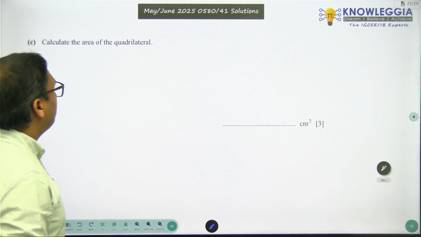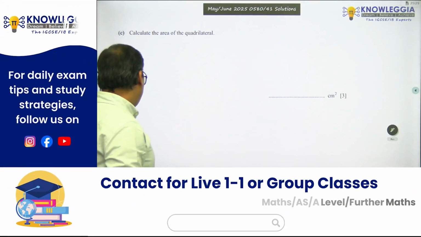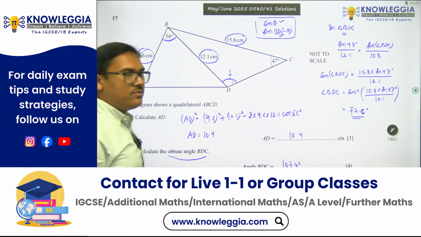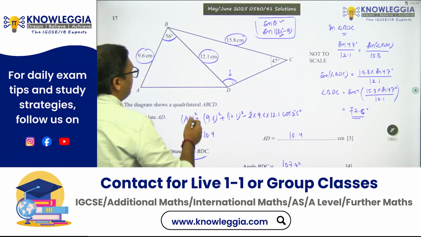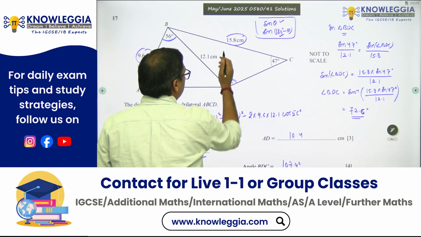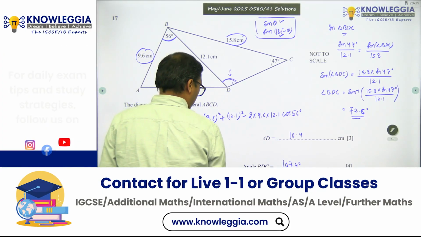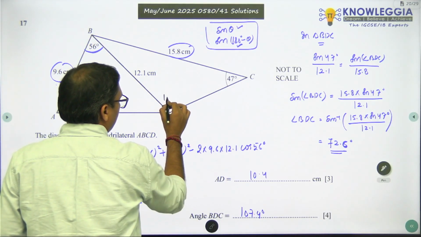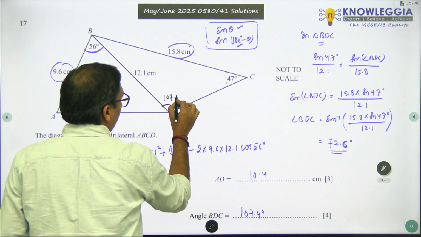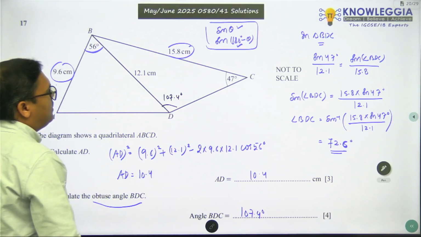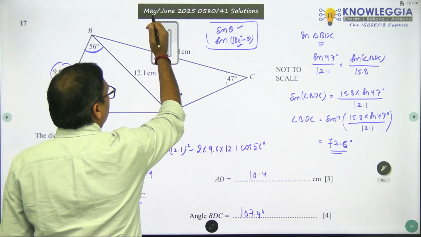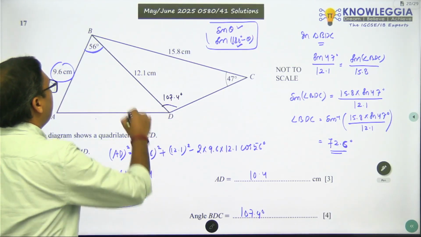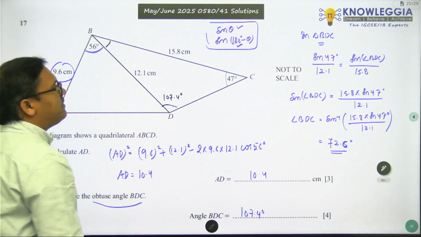Now the next part, calculate the area of the quadrilateral. If you write the area of this quadrilateral, you can now easily write this. How will you write this? So now we know what this angle is. This angle is 107.4 degrees. If you write the area of the quadrilateral, you can see what angle is remaining. You can easily find this angle.